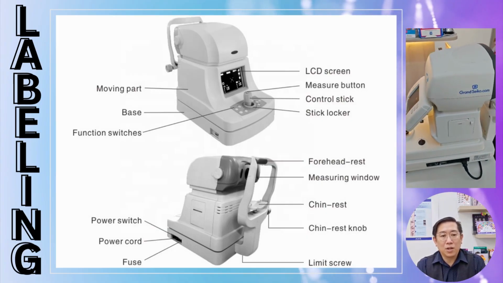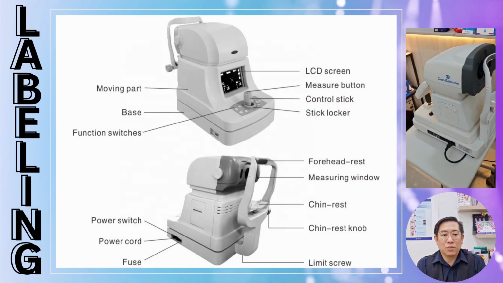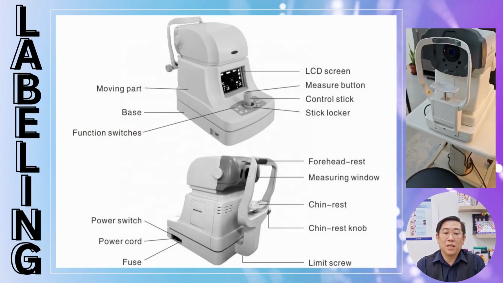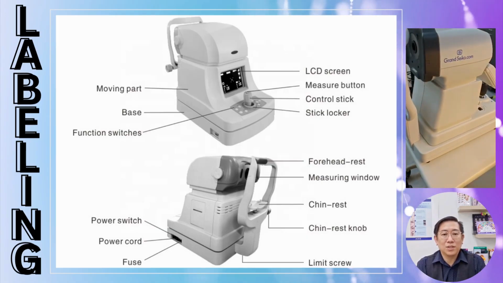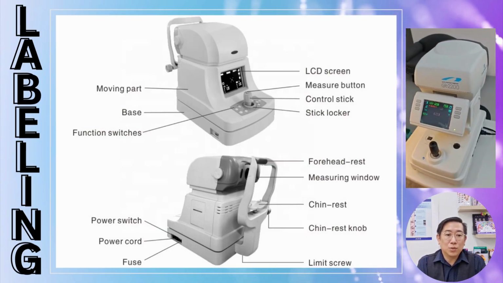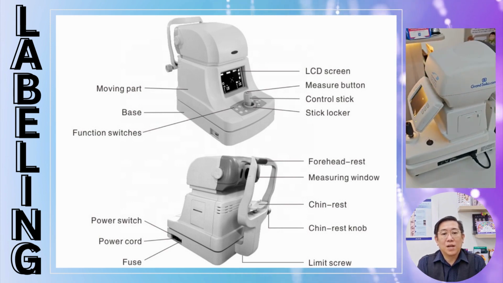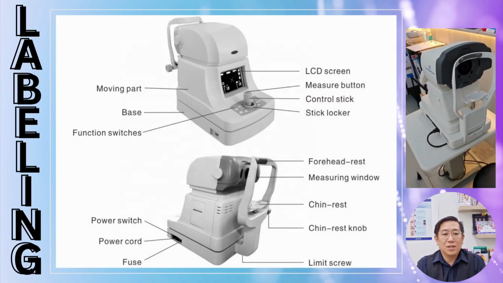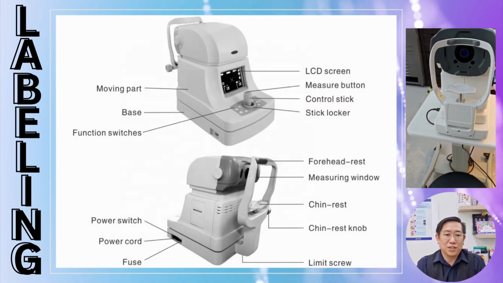6 will be the power cord, which supplies electricity to the machine. 7 will be the fuse. It protects the system from electrical overloads, acting as a safety feature. Number 8 will be the limit screws. They control how far the machine can move, preventing mechanical damage from overextension.